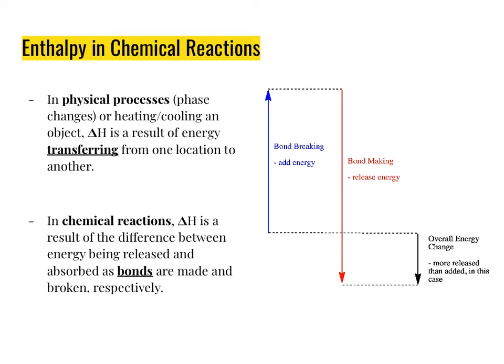But in chemical reactions, we have to remember that the energy we're referring to is, in a lot of cases, heat energy, but it's also things like gravitational energy and magnetic energy, where it's really talking about holding the particles together. So in a chemical reaction, delta H is the result of differences between the energy being released and absorbed from bonds.